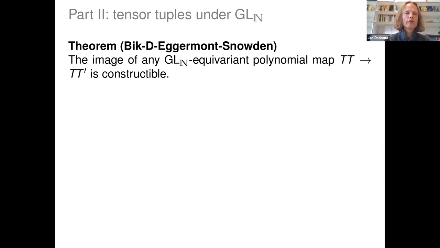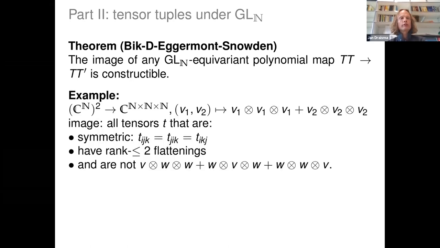Let me give you an example of such a constructible set that is very well known to people who do tensor decomposition. So suppose you start with two infinite vectors, V1 and V2, and you create a three-way tensor out of those like this. You take V1 tensor V1 tensor V1. So that's just a tensor that at position i, j, k has the ith entry of V1 times the jth entry of V1 times the kth entry of V1. And you do the same thing with V2 and you add those two up. So that gives you a tensor that is said to have tensor rank at most 2 and equal to 2 when V1 and V2 are linearly independent. And in fact, it has symmetric tensor rank at most 2.